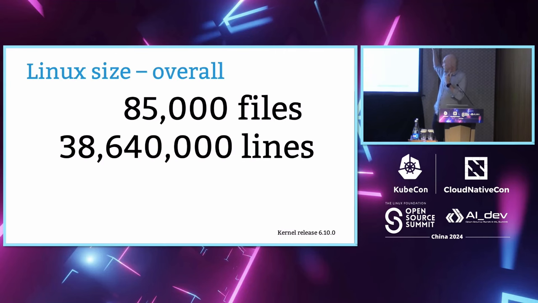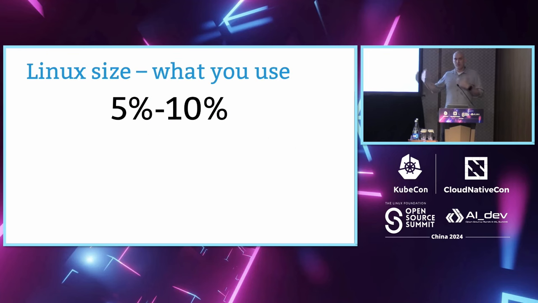Here's the latest kernel, 6.10, 85,000 files, 38 million lines. That's the whole tree. We support everything: all architectures, all devices, all drivers. You don't use this. You only use maybe this. My laptop uses about 1.5 to 2 million lines of code. I think a little bit bigger with the AMD drivers. Your server uses 1.5, your laptop about 2 million lines of code. Your phone uses about 4 million lines of code.